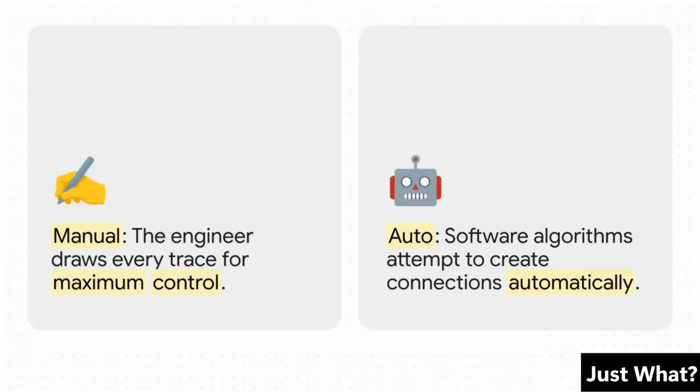So how do we actually draw these highways? Well, engineers have two main options. You can do it by hand, manual routing. This is where you meticulously draw every single trace, giving you maximum control, which is absolutely critical for complex or high-speed circuits. Or you can use something called an auto router, where the software tries to connect everything for you. It's way faster, but honestly, it often lacks the strategic elegance of a human designer.